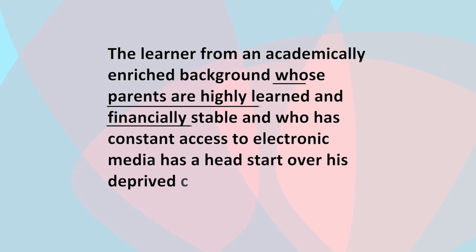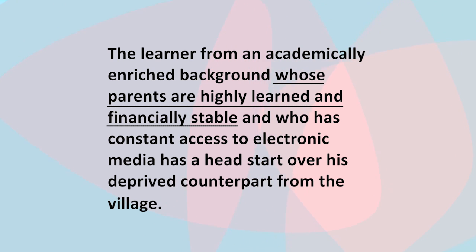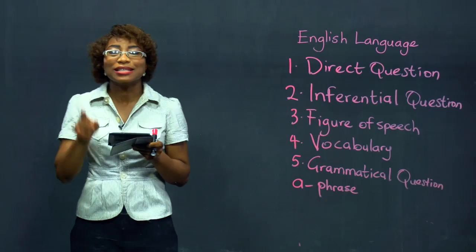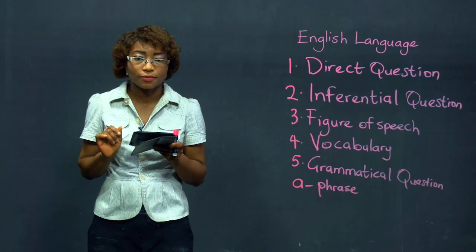The learner from an academically enriched background whose parents are highly learned and financially stable and who has constant access to electronic media has a head start over his deprived counterpart from the village. Now, the clause there is whose parents are highly learned and financially stable. How will you know that this is an adjectival clause?